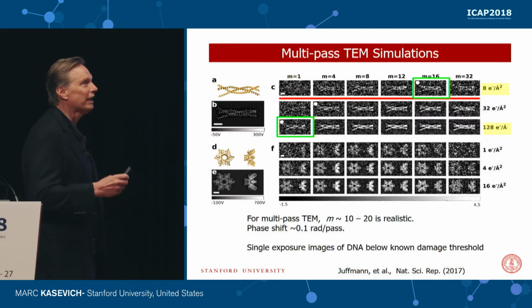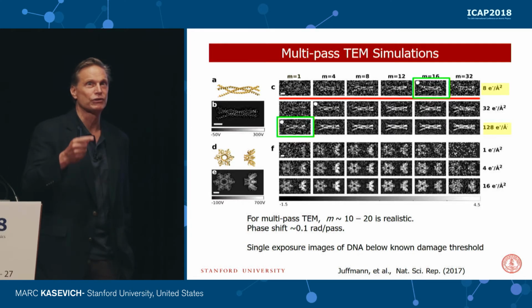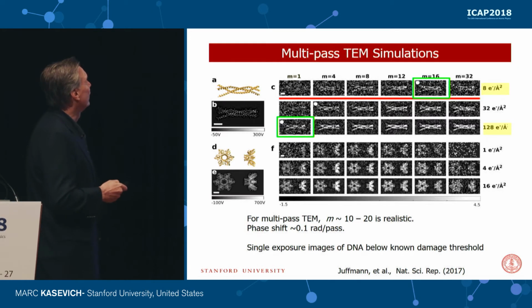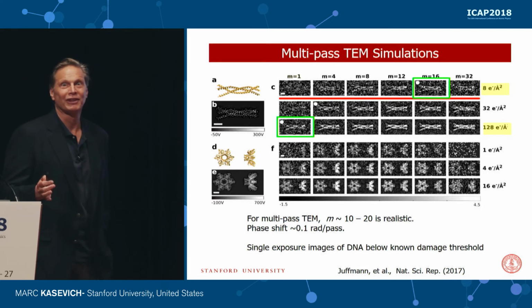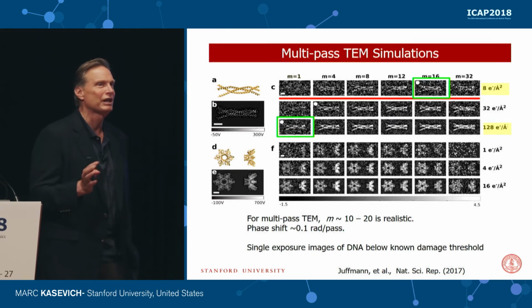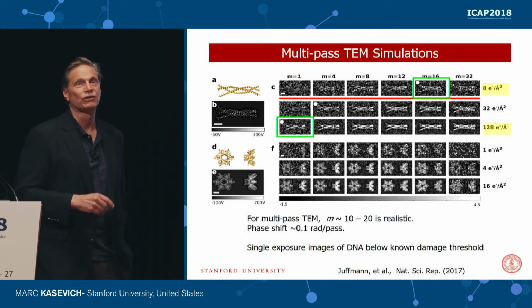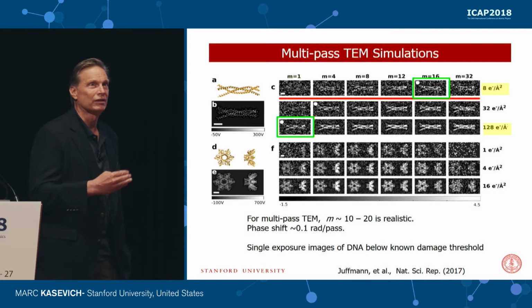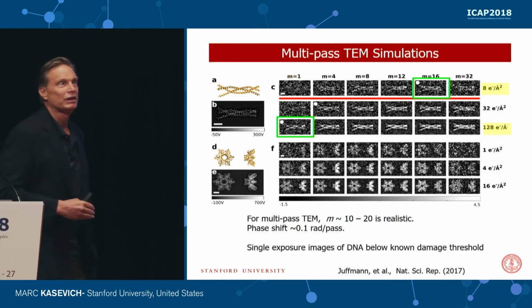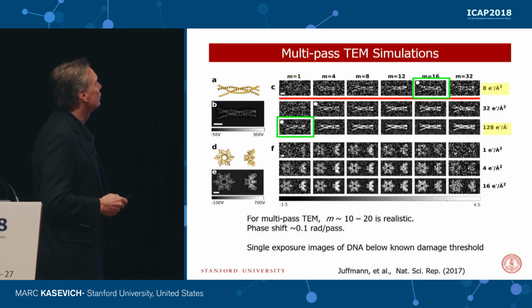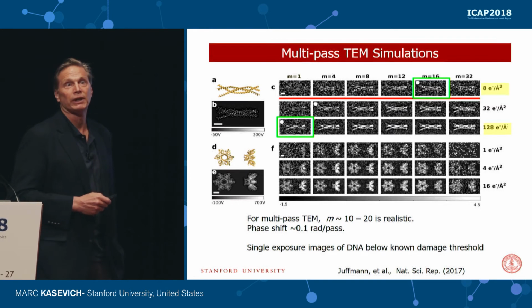This 8 electrons per angstrom squared is accounting for the fact that the electron has gone through the sample 16 times. And you see that the image quality is essentially the same, but for this image at a much lower electron dose. Now, what's the relevance of 8 electrons per angstrom squared? Well, the known damage threshold for imaging DNA is between 10 and 20 electrons per angstrom squared. So here's a way of, I don't want to say non-destructively, but low damage imaging of DNA in a way that's just not possible right now.